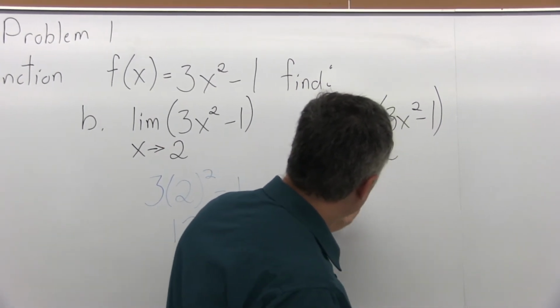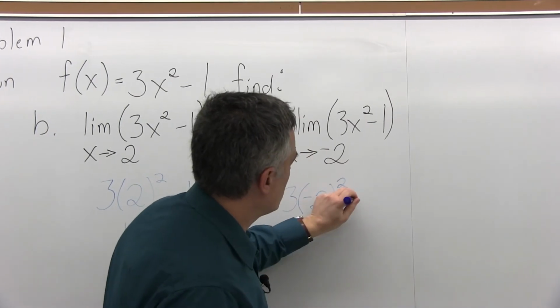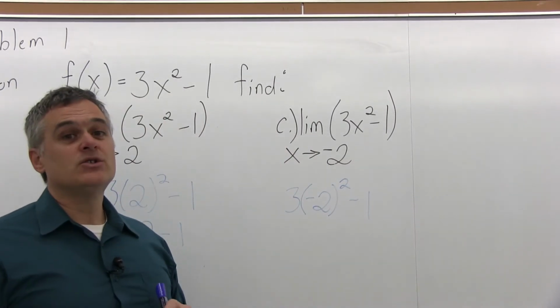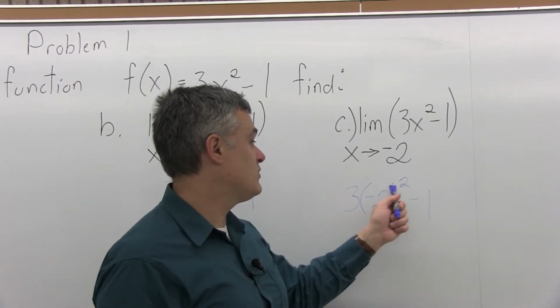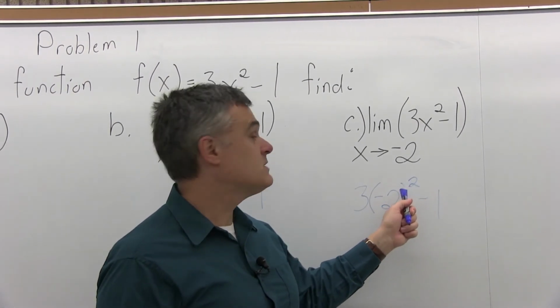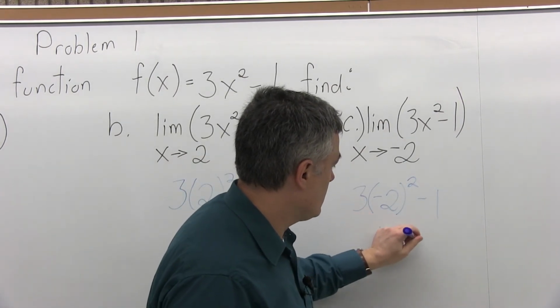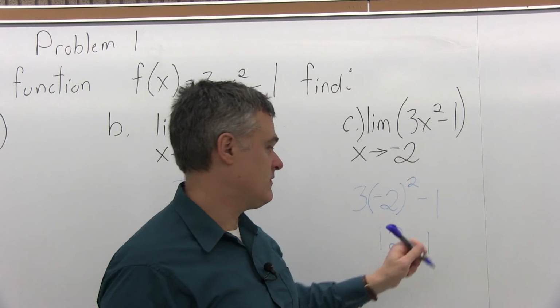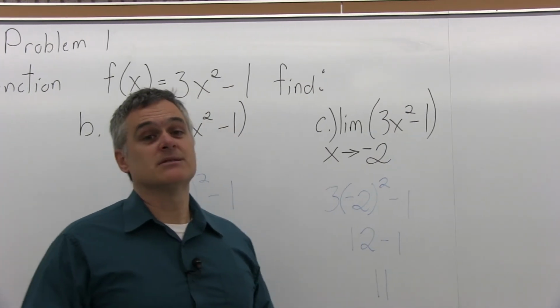So the 3x squared becomes 3 times -2 squared, or second power, minus 1. And as you do the math, it's actually the same answer as the previous problem. Because of the -2 to an even power, it's positive 4 times the 3 in front is 12 again. And don't forget there's a minus 1 just because it's part of the function. 12 minus 1, the output, or value of the limit, is positive 11.